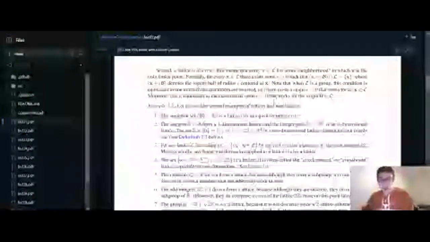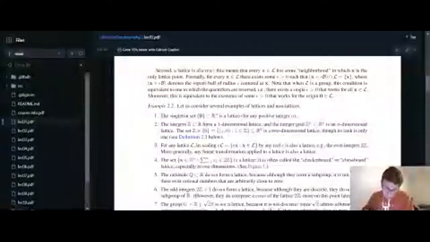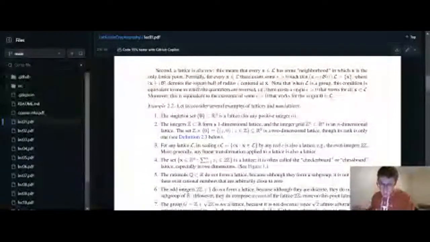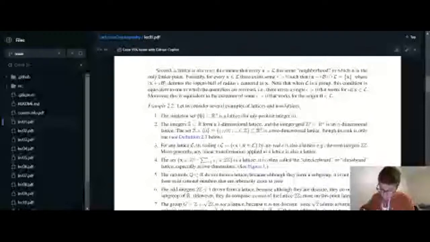Okay. Let's look at the formal definition. I'm just gonna keep going here. Okay. Now let's look at the formal definition. So it says, formally, there exists some.